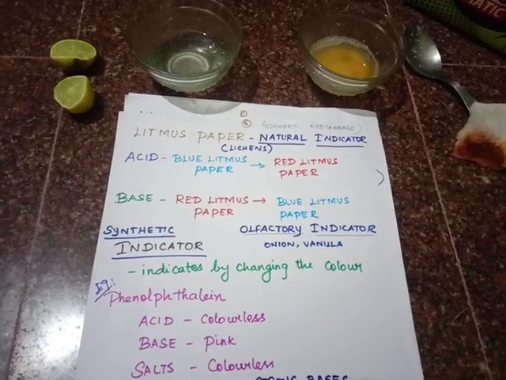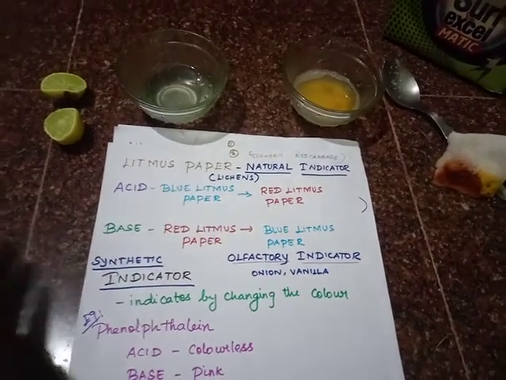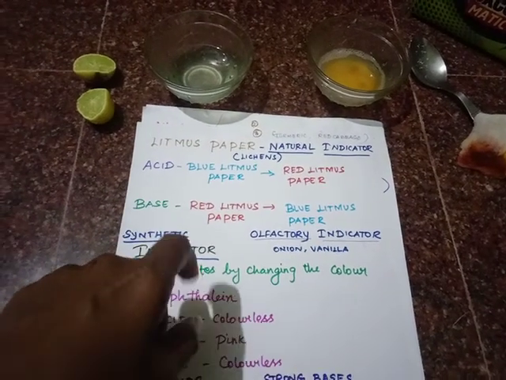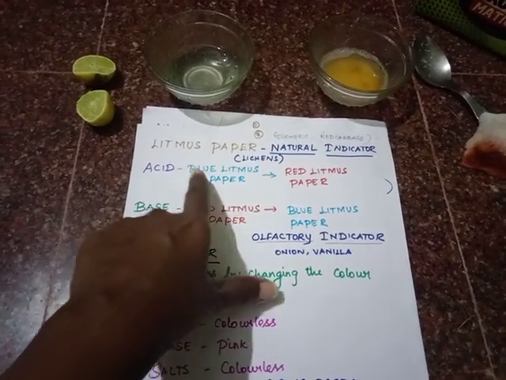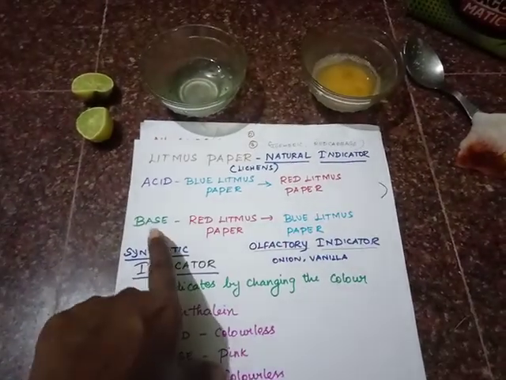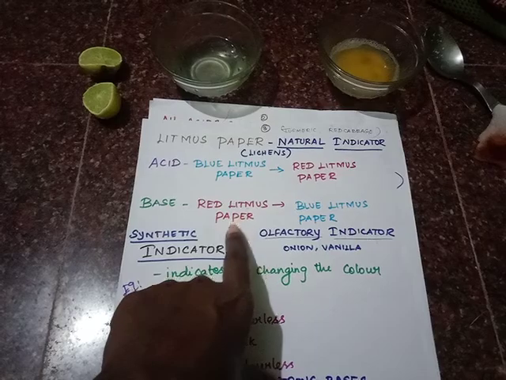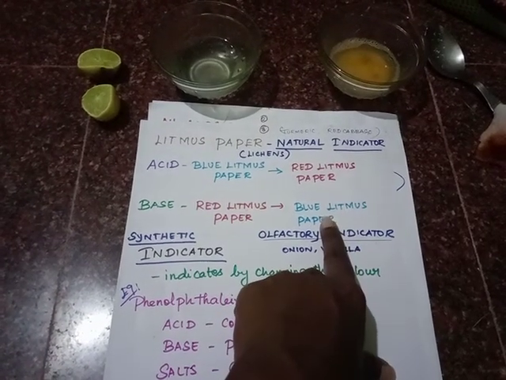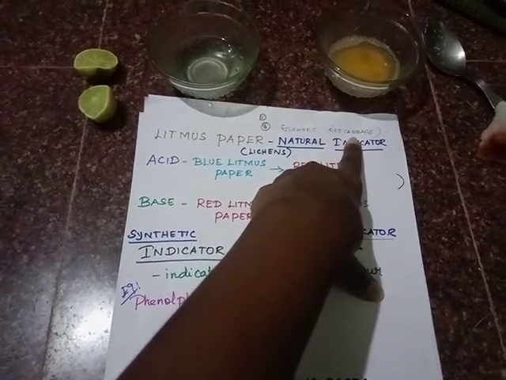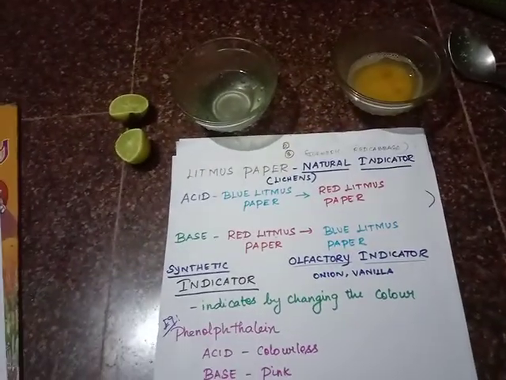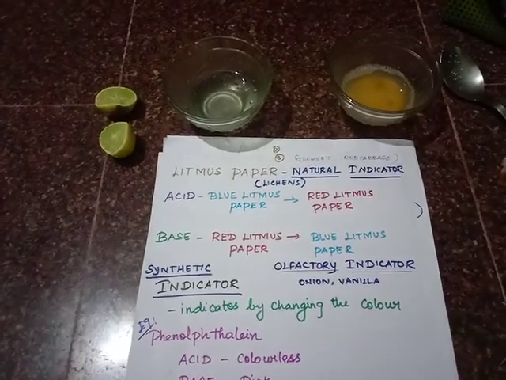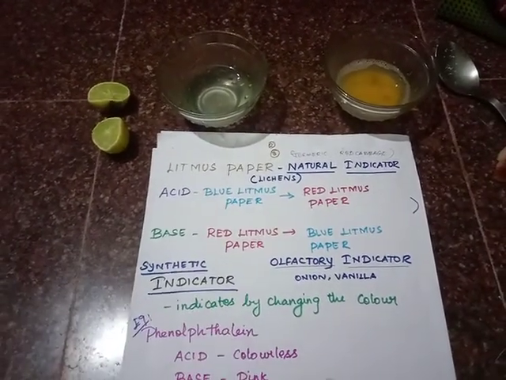And the next one is the litmus paper. The litmus paper can be either blue or red. For acids, we take blue litmus paper, which changes into red litmus paper. And for bases, we take red litmus paper, which changes into blue litmus paper. One more example is red cabbage, which with acid changes into reddish, and with base changes into a greenish color.